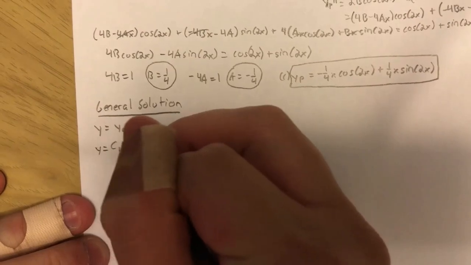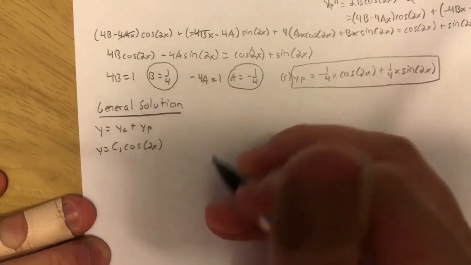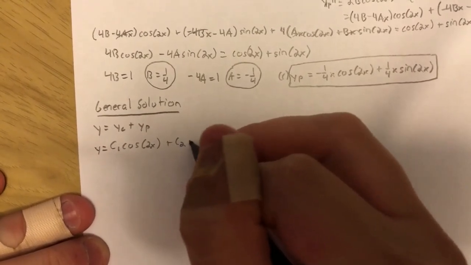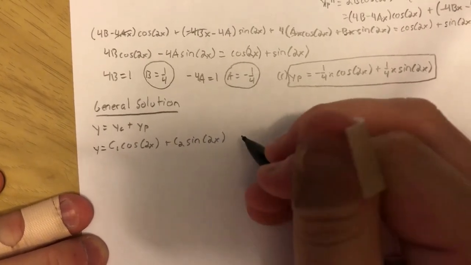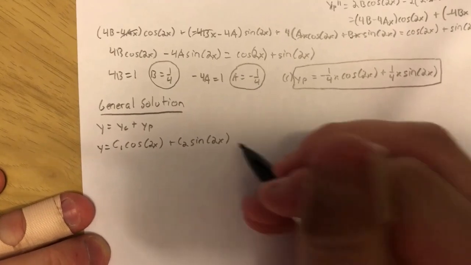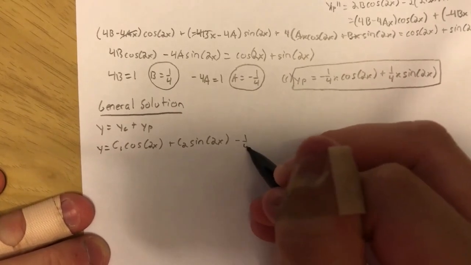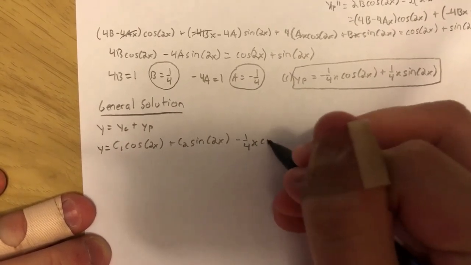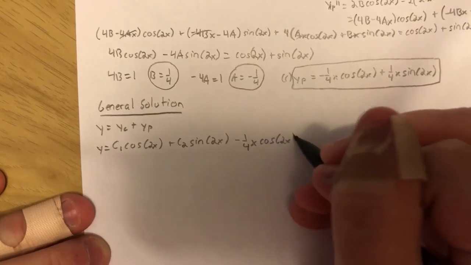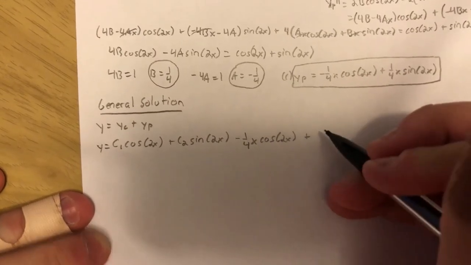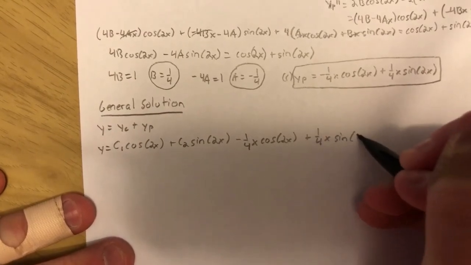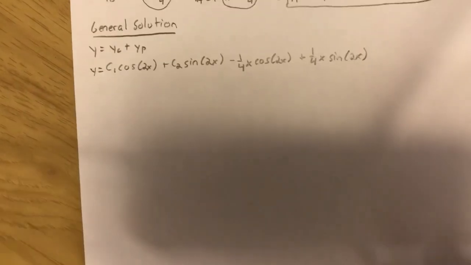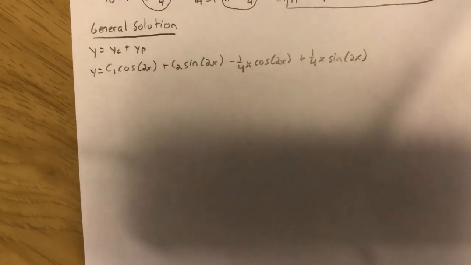so y equals c1 cos of 2x plus c2 sine of 2x. Now put in the particular solution, so minus 1/4 x cos of 2x plus 1/4 x sine of 2x. So that's our general solution.